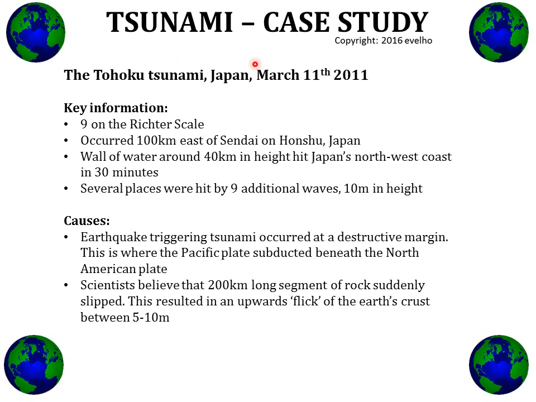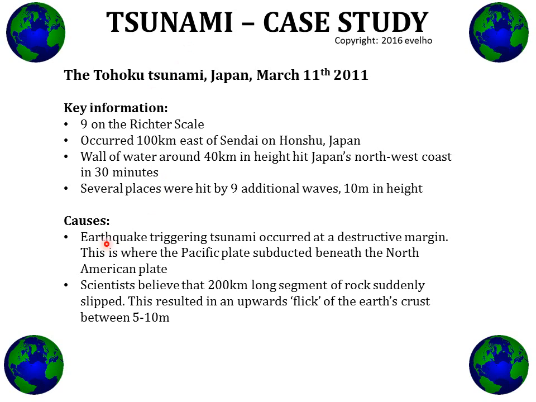So, the case study for tsunamis is the Tohoku tsunami in Japan on March 11th, 2011. Key information: it was a 9 on the Richter scale. It occurred 100 kilometers east of Sendai on Honshu, Japan. A wall of water around 40 kilometers in height hit Japan's northwest coast in 30 minutes, and several other places were hit by 9 additional waves, all 10 meters in height. And the tsunami itself was considered to be the secondary effect of an earthquake that occurred before that.